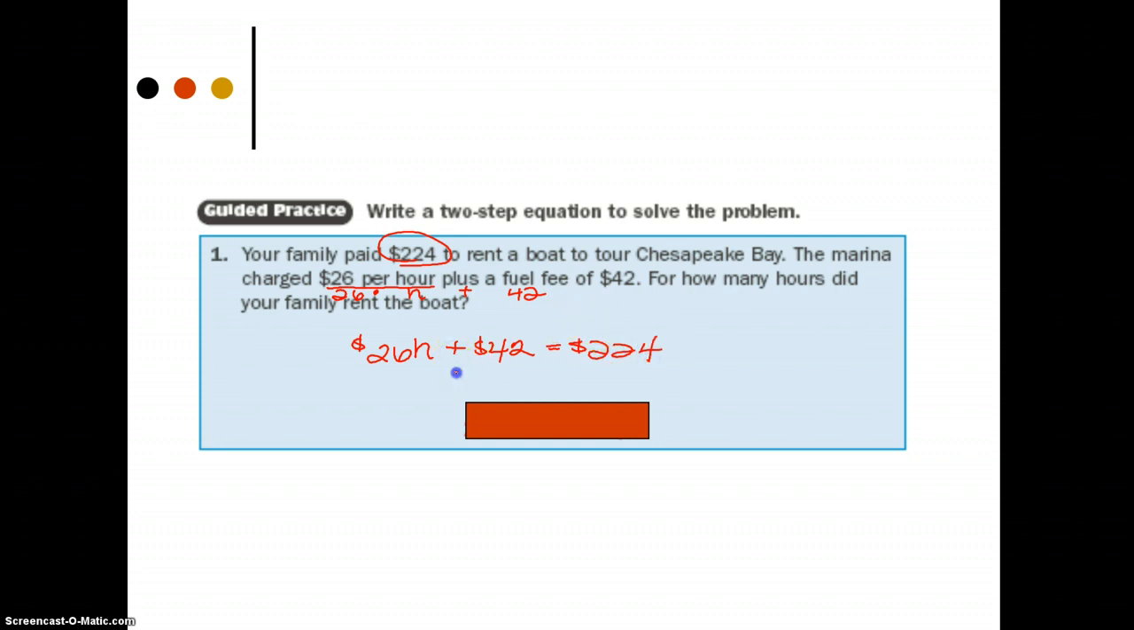So how many hours did we rent? Well, let's subtract, or add negative 42. You get 182, divide by 26, divide by 26, you end up with 7. This was the equation, 7 was the answer. That's how many hours you rented the boat for.